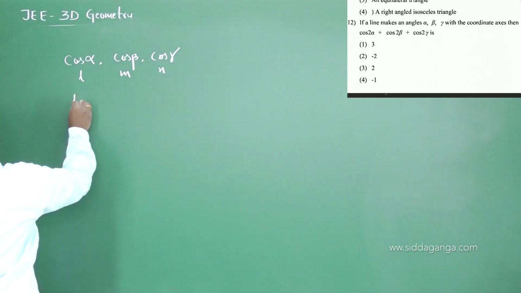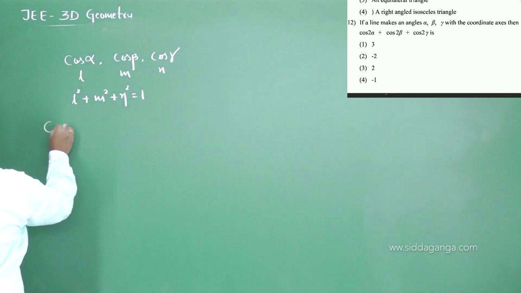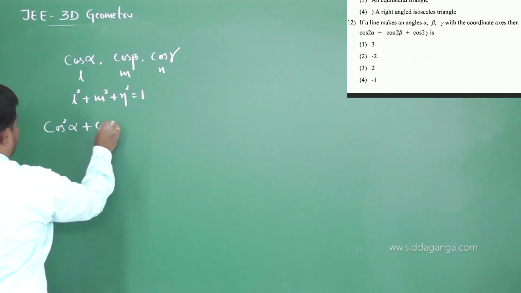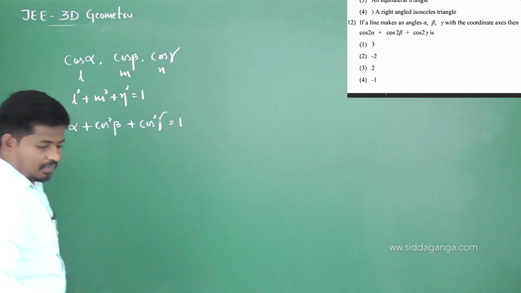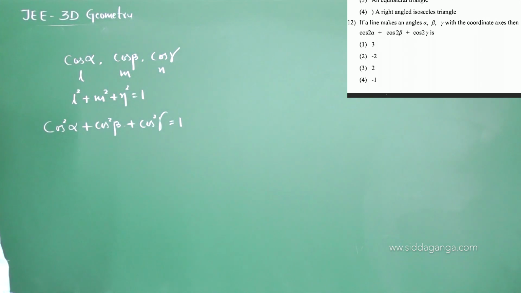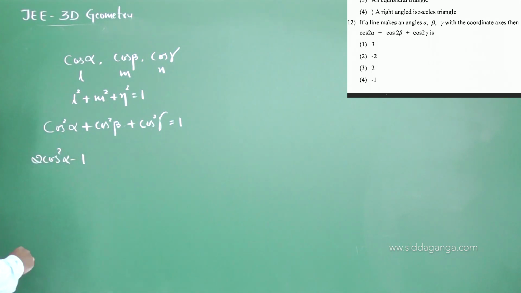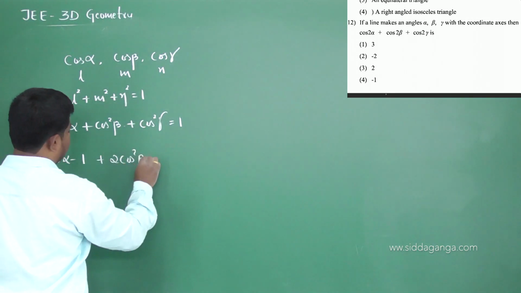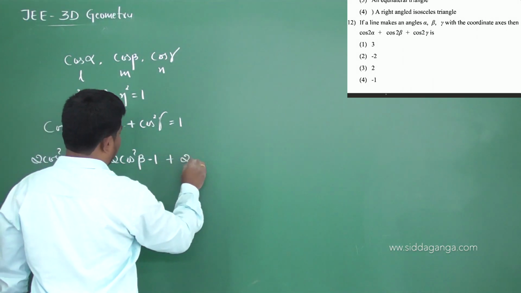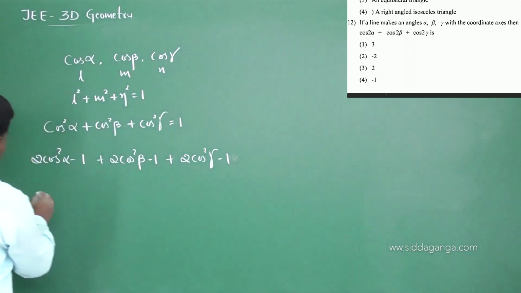We have the result that L square plus M square plus N square equals 1. So cos square alpha plus cos square beta plus cos square gamma equals 1, right? But what about cos 2 alpha, cos 2 beta, cos 2 gamma? Cos 2 alpha is the same as 2 cos square alpha minus 1, right? Cos 2 beta is 2 cos square beta minus 1, plus cos 2 gamma is 2 cos square gamma minus 1. What is this equal to? This is to be found.